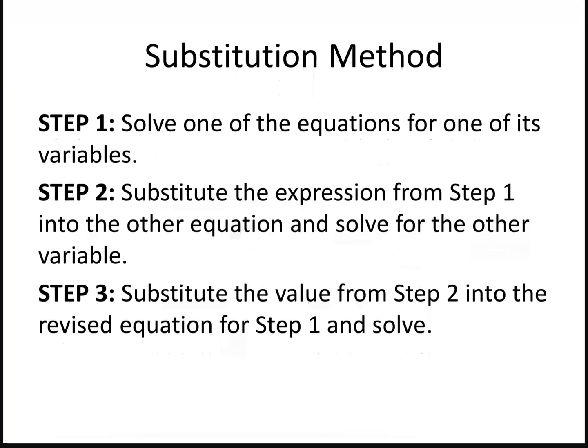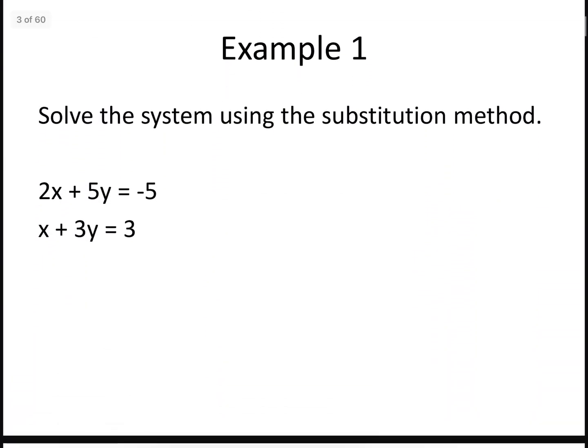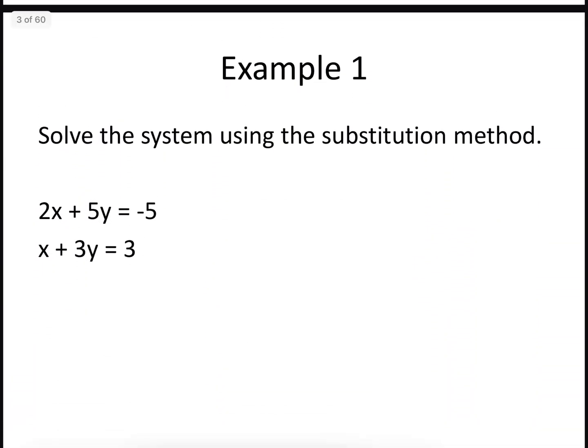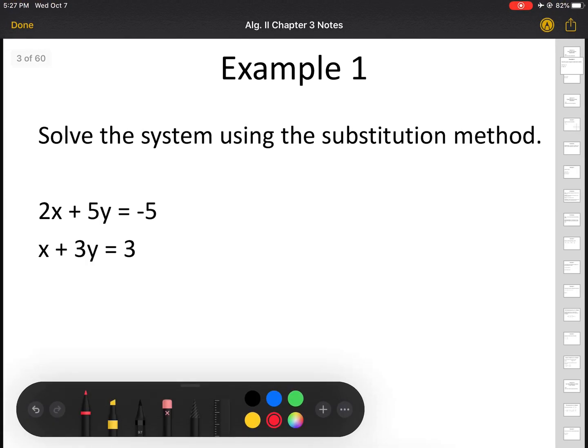Step one for this kind of method is to solve one of the equations for one of the variables, either x or y, whichever is easier. The next step is to substitute the expression from that first step into another equation and solve for the other variable. And then finally, substitute the value from the second step into the revised equation for step one and solve. So let's look at how we can use the substitution method in order to solve a linear system.